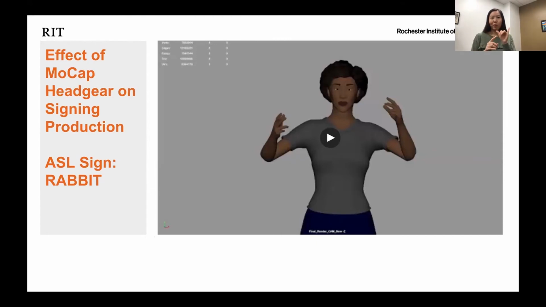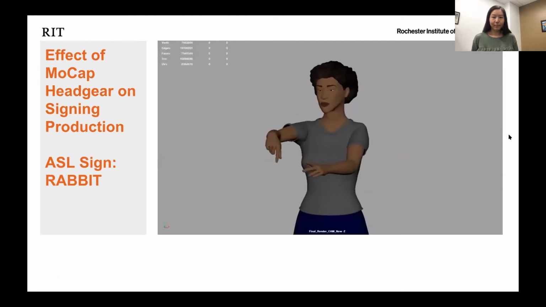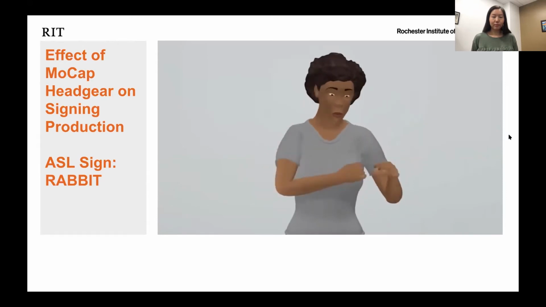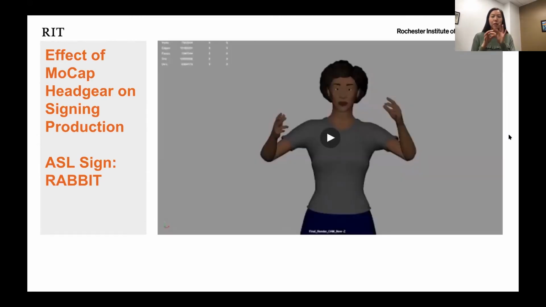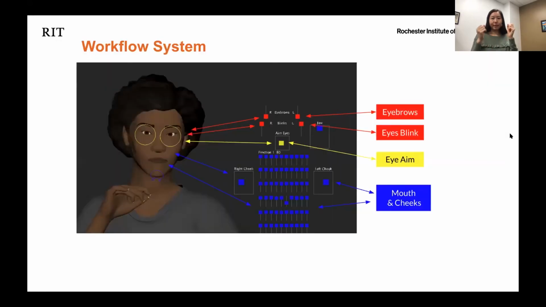So you could see that the headgear actually had an interference with the avatar signing. And so here's another example without the headgear with the same sign. So we hope to have a universally custom designed headgear in the future so it doesn't interfere with any of the facial expressions and movements of the signs. So that is our hope for the future.